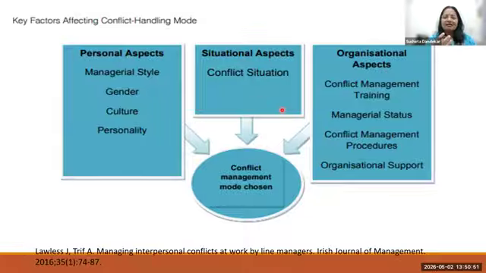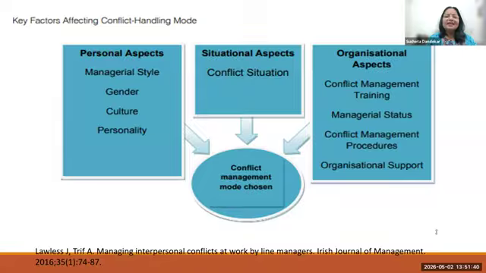So, of course, there are many ways in which you can manage conflict. One would be personal aspects. There could be a certain managerial style that you could use. You have to look into the gender, culture, and personality. So personal aspects play an important role. Even though we don't say that there has to be a commonality as far as gender is concerned, there are times when we have seen in some organizations that gender does play a role, and we need to find out what kind of role it is playing, and whether it is the main reason for the conflict.